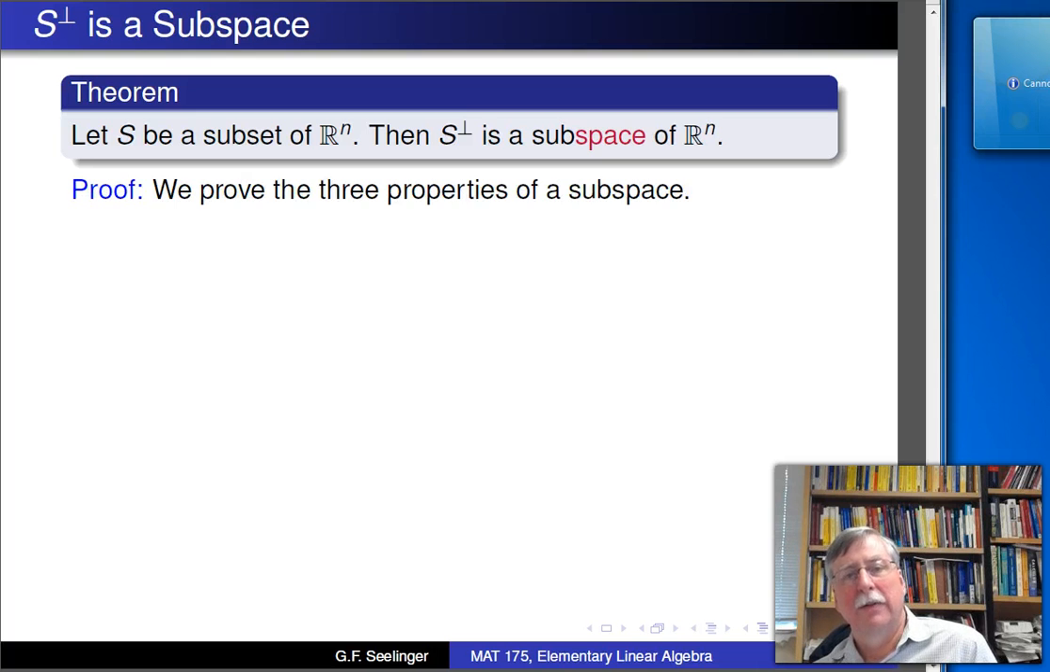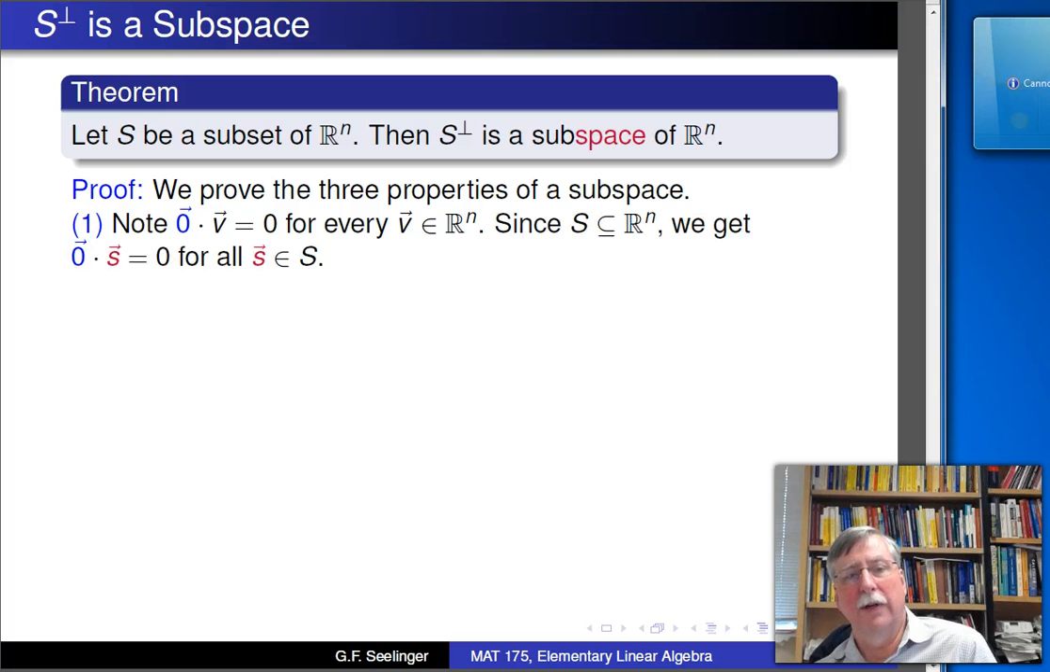Right? So just as a refresher, prove the three properties of a subspace. Is 0 in there? Sure. 0 dot v is always equal to 0 for every v. So in particular, 0 dot s is going to be 0 for every s in S.